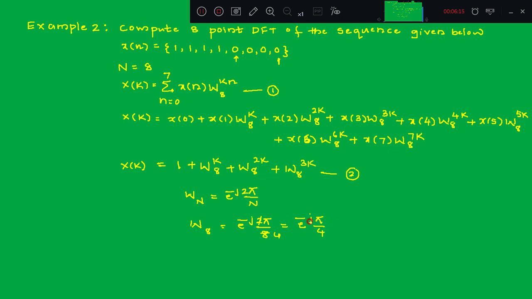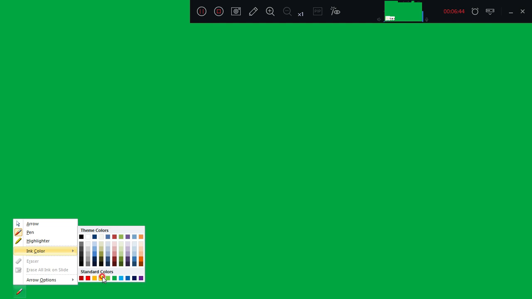So what is the value of e raised to minus j pi by 4? Let me keep it as it is. Now here we'll calculate all 8 different values, so we'll take the next new page. Here W8 is equal to e raised to minus j pi divided by 4, right?